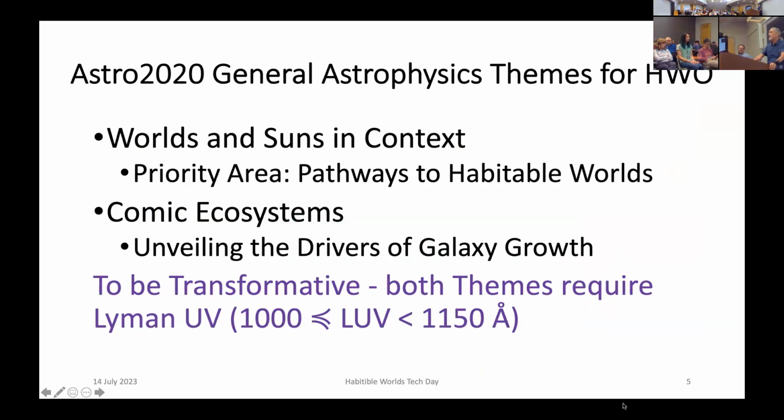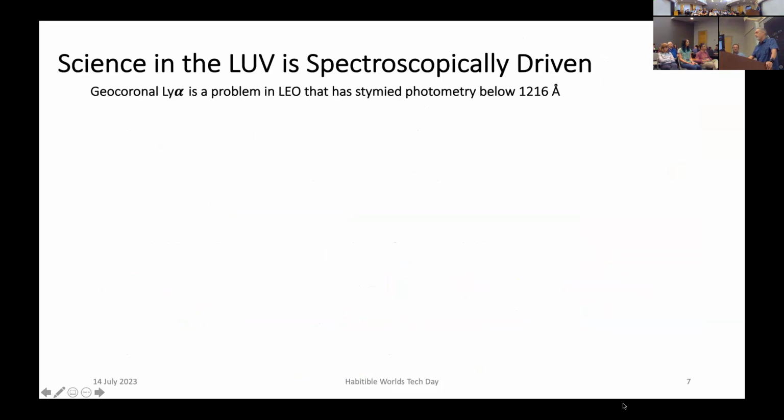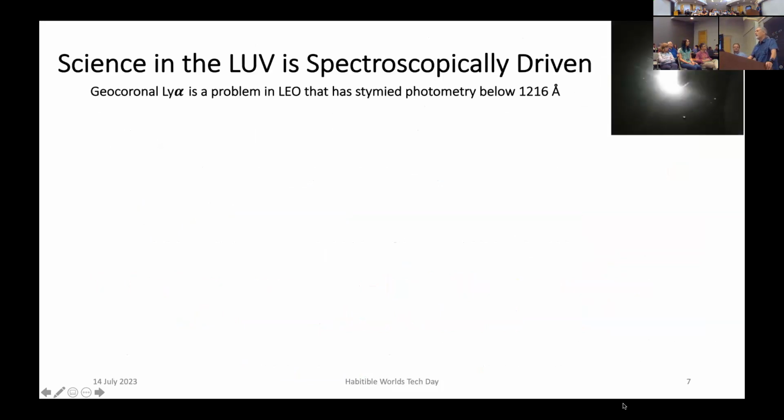General astrophysics themes for HWO: worlds in context, worlds and suns in context, and the priority area, of course, is pathways to habitable worlds and cosmic ecosystems, unveiling the drivers of galaxy growth. And to be transformative, I will argue that both themes require the Lyman UV down to 1,000 angstroms-ish and below, 1150. So science in the LUV is spectroscopically driven, and that's because the geocoronal Lyman alpha prevents us from really doing any kind of photometric studies below Lyman alpha. We usually have to have some sort of edge filter.